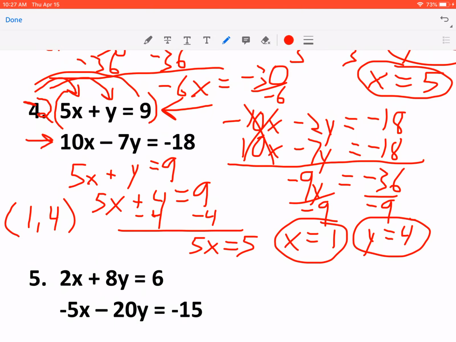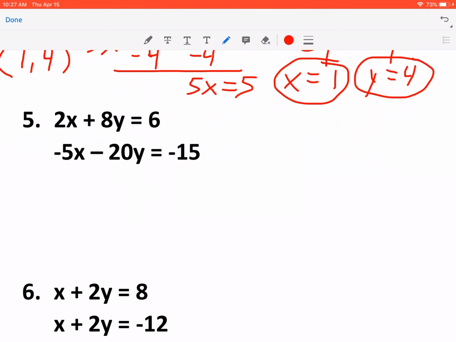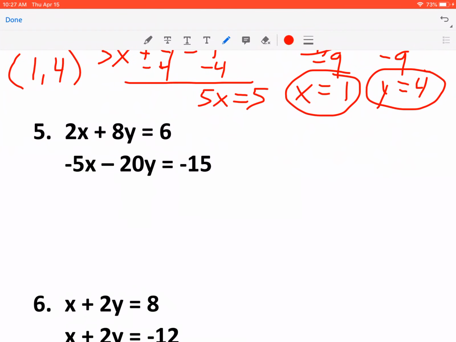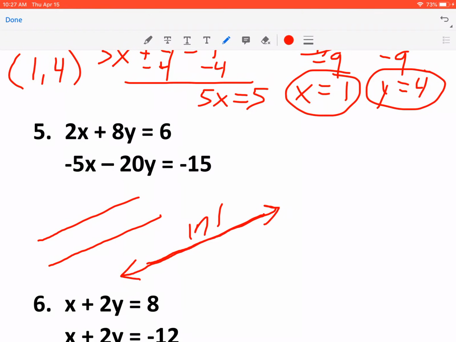All right? All right, the last two are special cases. They are either going to be where two lines never touch each other. That's called no solution because they're parallel. Or it's going to be the same line on top of the same line, and that's called infinite solutions. All right, so if it's parallel, that's called no solution.